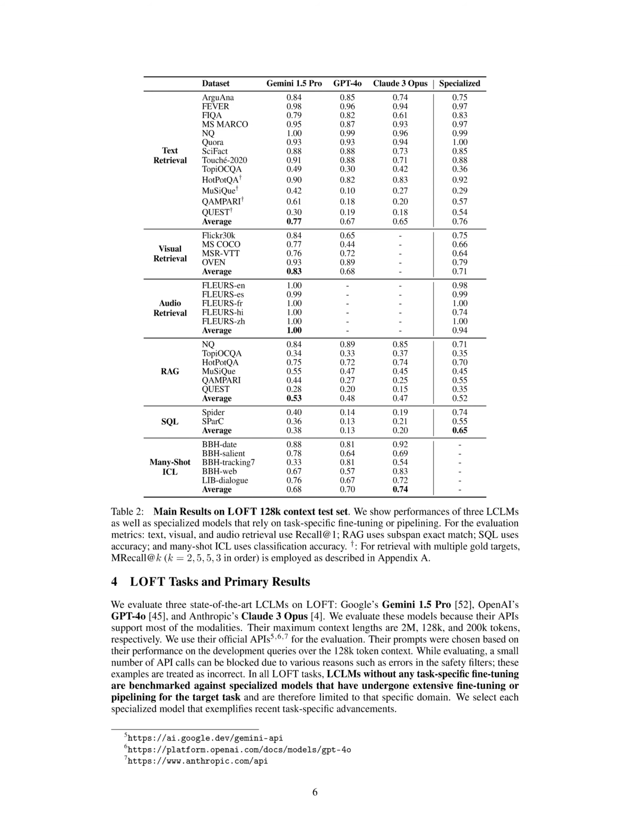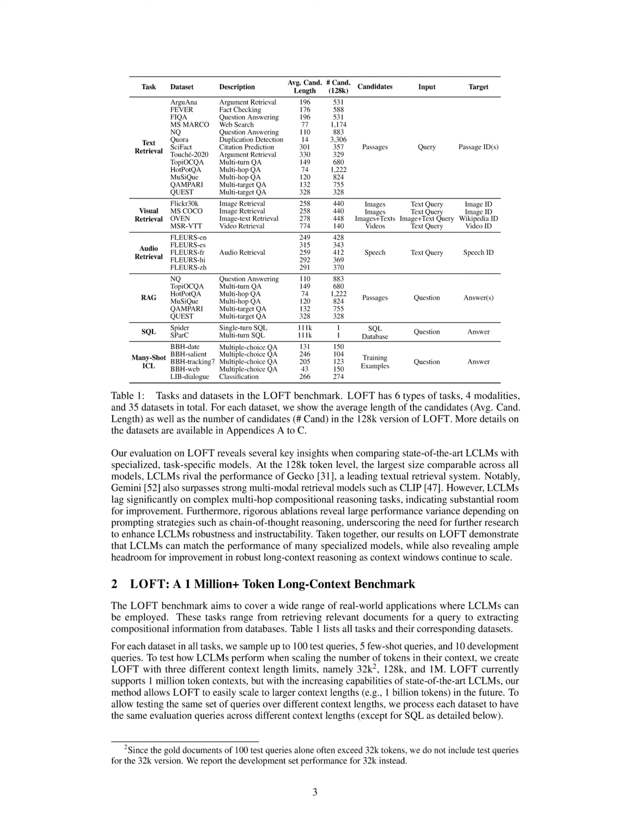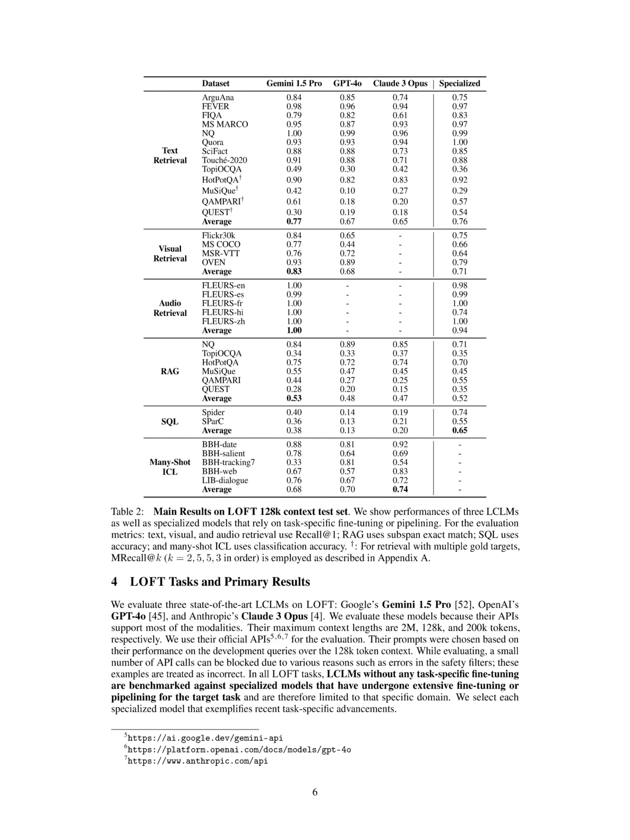The evaluation involved comparing the performance of these LCLMs with specialized models that had undergone extensive fine-tuning or pipelining for the target task. The key insights revealed from the evaluation results include the following. 1. At the 128K token level, LCLMs like Gemini and GPT-4o rival the performance of specialized models like Gecko in textual retrieval tasks, showcasing the potential of LCLMs in this area.